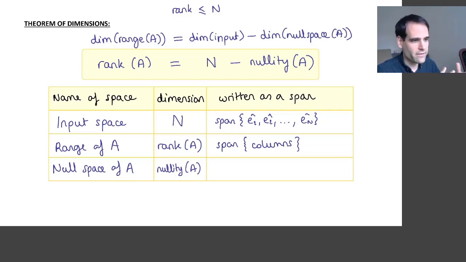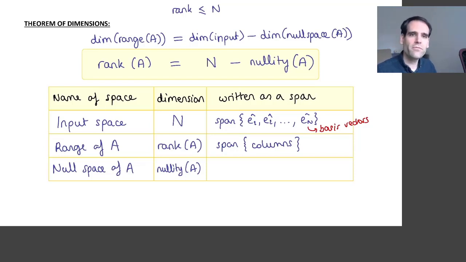And then in the third column, I have just written the spaces as a span. So the input space is a span of the basis vectors. Let's call these the basis vectors of the input, yeah. While the range can be written as the span of the columns of the matrix.